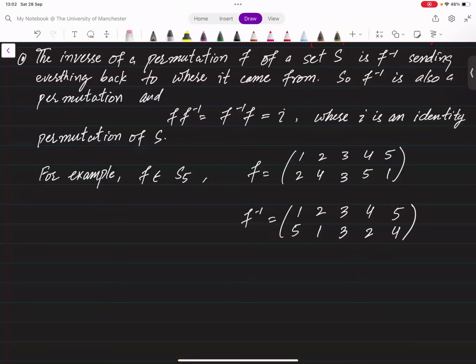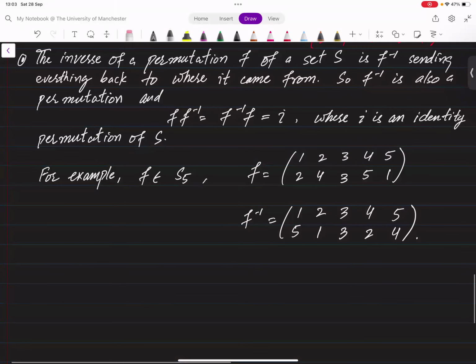If you check, if you send 1 to 2, 2 is sent to 1 by the inverse permutation. If you send 2 to 4, 4 is sent to 2, and 3 is fixed already. If you send 4 to 5, 5 is sent to 4. And if you send 5 to 1, 1 is sent to 5. So that's how an inverse permutation works. Okay, perfect.